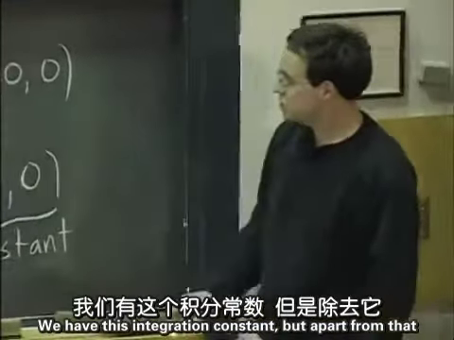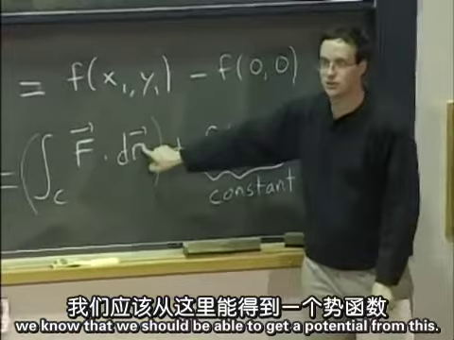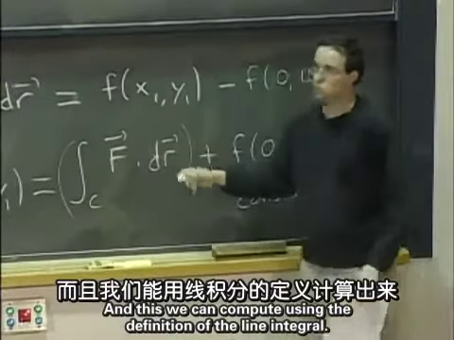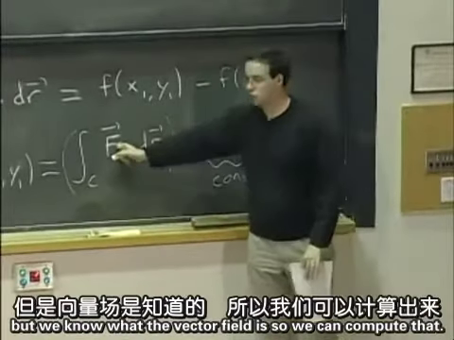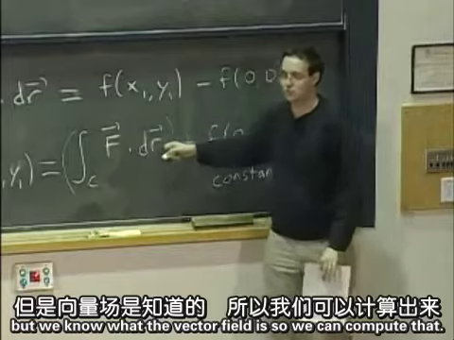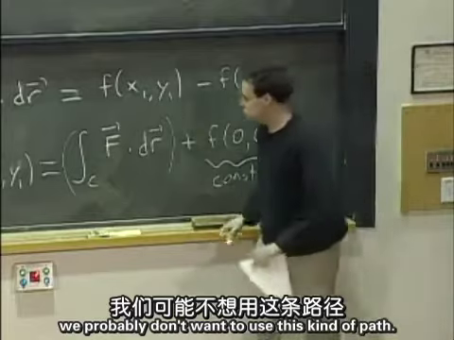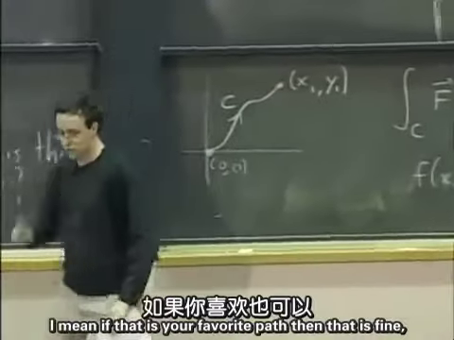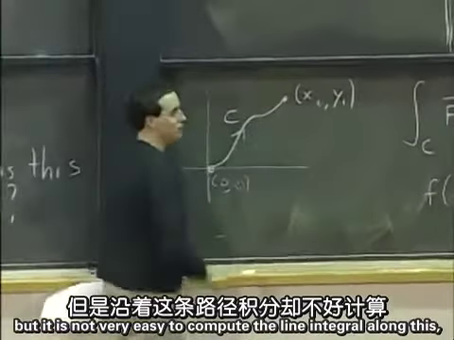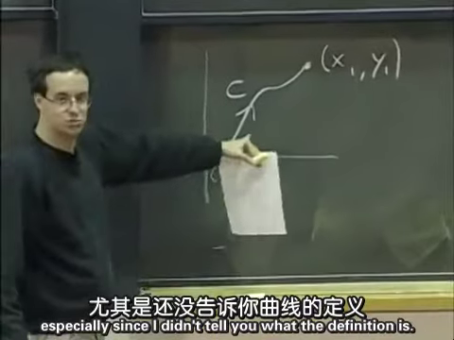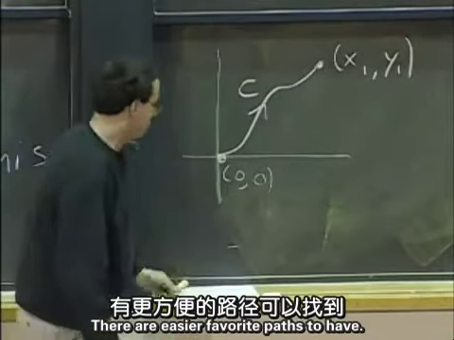So we have this integration constant, but apart from that, we know that we should be able to get our potential from this. And this we can compute using the definition of a line integral, because we don't know what little f is, but we know what the vector field is. So we can compute that. Well, of course, to do the calculation, we probably don't want to use this kind of path. If that's your favorite path, then that's fine, but it's not very easy to compute the line integral along this, especially since I didn't tell you what the definition is. So there's easier favorite paths to have.